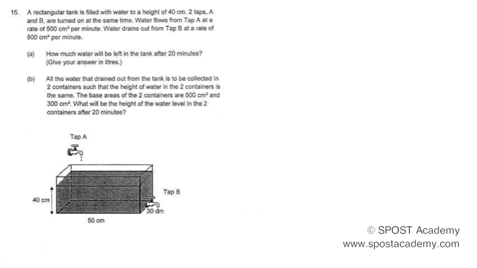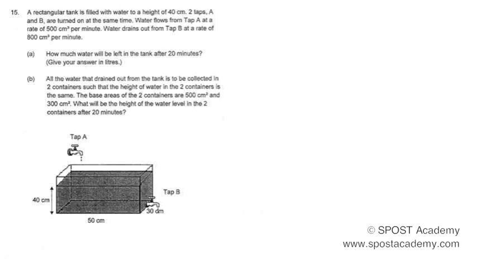All the water that drained out from the tank is to be collected in two containers such that the height of water in the two containers is the same. The base areas of the two containers are 500 cm square and 300 cm square. What will be the height of the water level in the two containers after 20 minutes?